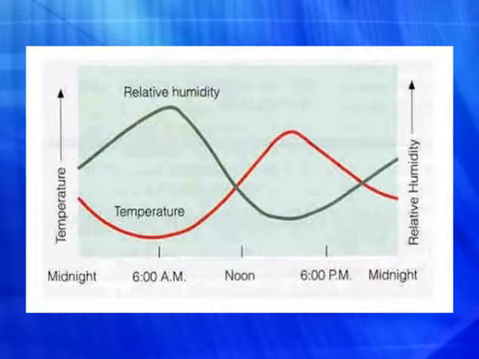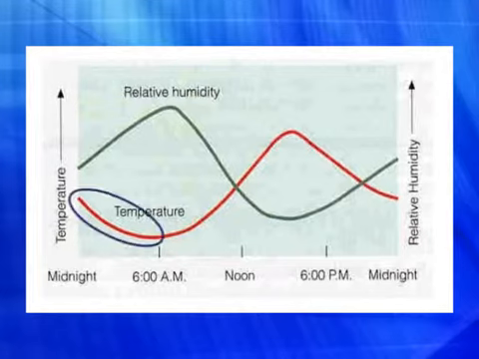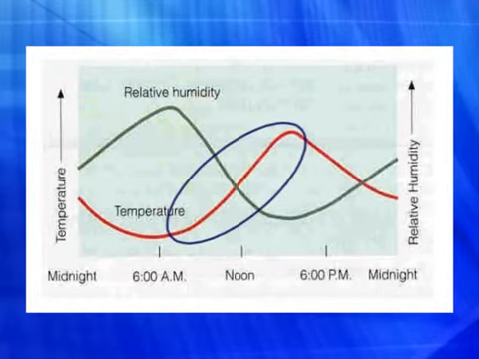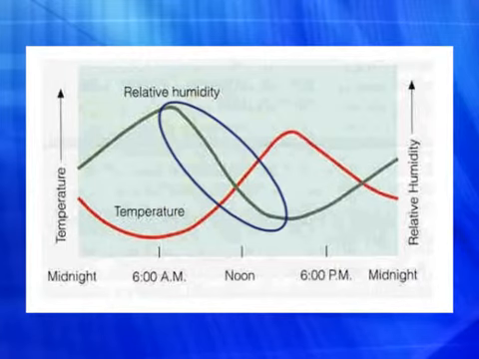As we can see in this example, at night the air temperature cools, so the capacity decreases. Therefore, the relative humidity increases. On the other hand, during the day, the air temperature increases, the capacity increases, and therefore the relative humidity decreases.